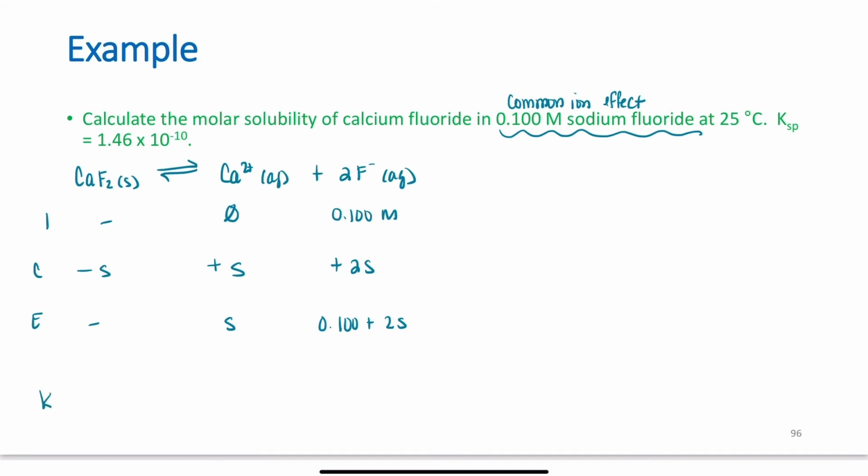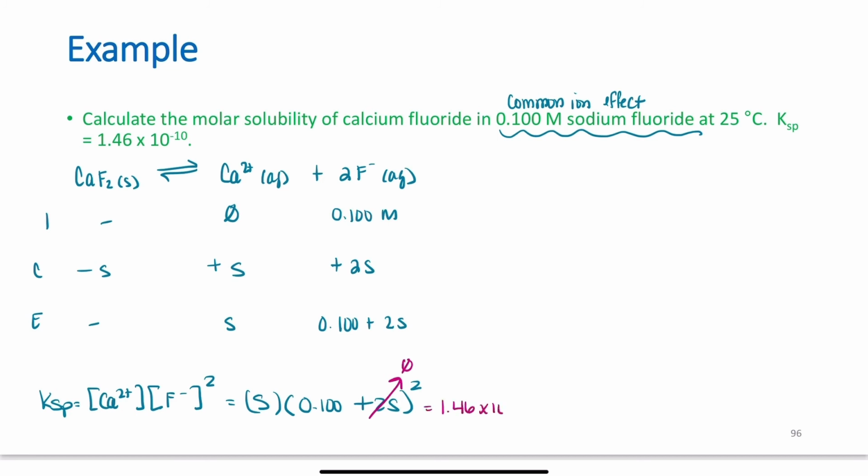Write out your Ksp expression. It's equal to S times (0.100 plus 2S) squared. Now in this situation, you should check it both directions, but this is pretty concentrated. 0.1 molar is pretty concentrated compared to the solubility, especially with Ksp of 10 to the negative 10. So I'm going to assume that this 2S is negligible and goes to 0. And this equals 1.46 times 10 to the minus 10.